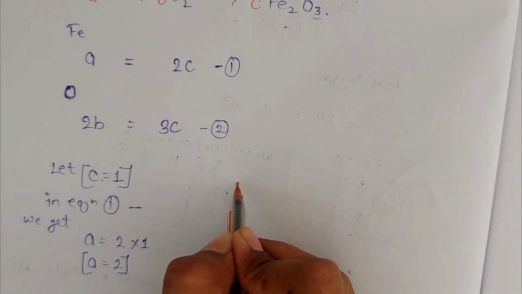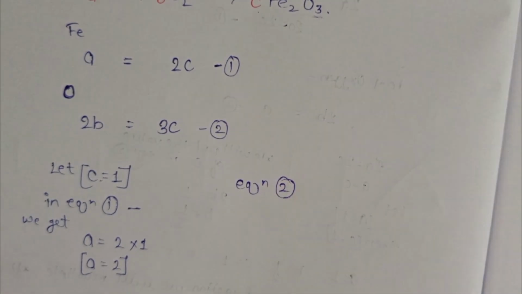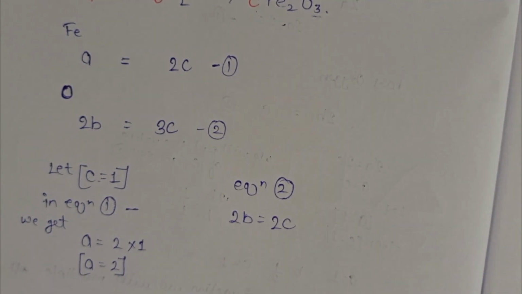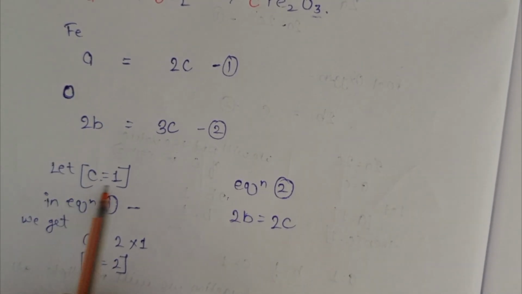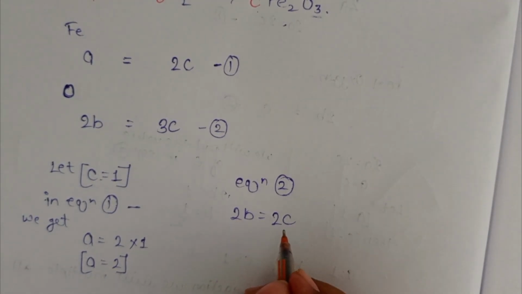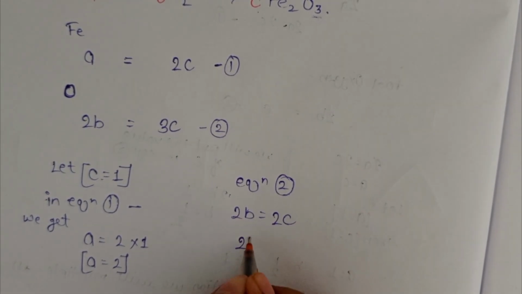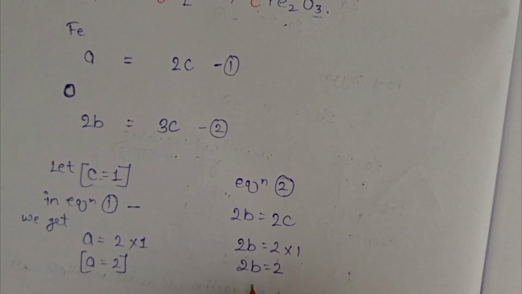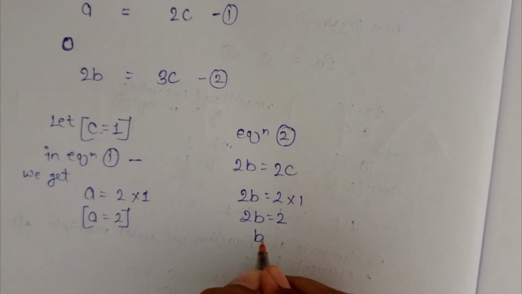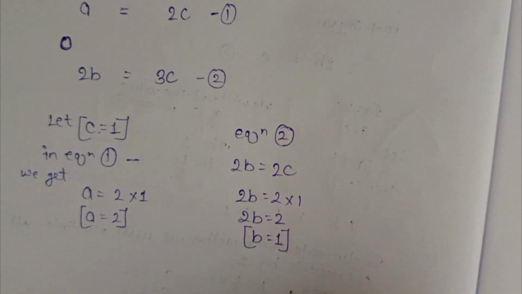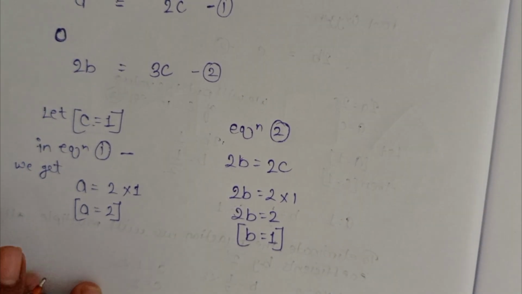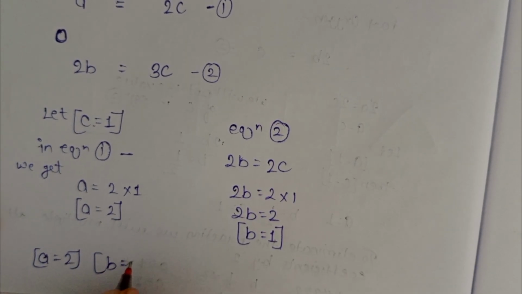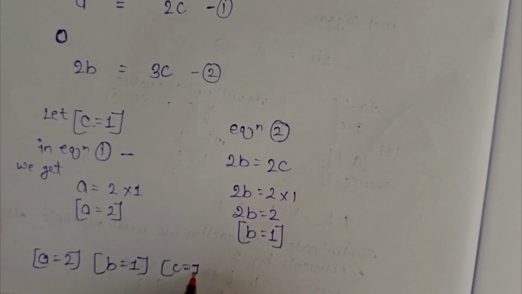Here from equation number 2, we have 2B equals 2C. As we have supposed that C equals 1, on putting the value of C in the equation, we will get 2B equals 2 multiplied by 1, and on further solving this, we will get B equals 1. Now we have all the variable values, means A equals 2, B equals 1 and C equals 1.